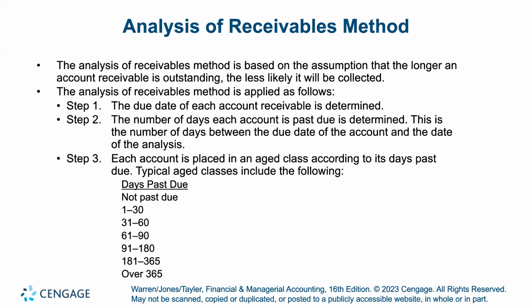Sometimes they're just like, hey, I can't pay you this week, but as soon as I get paid, I'll pay you. So with the analysis of receivables method, we look at the due date for each account, and then the number of days each account is past due is determined. Then each account is placed in an aged class according to its days past due. Typically, we use the following: 1 through 30, 31 through 60, because that's a month, 2 months, 3 months, then 91 to 180. So 4 months to 6 months, 6 months to a year, and over a year.